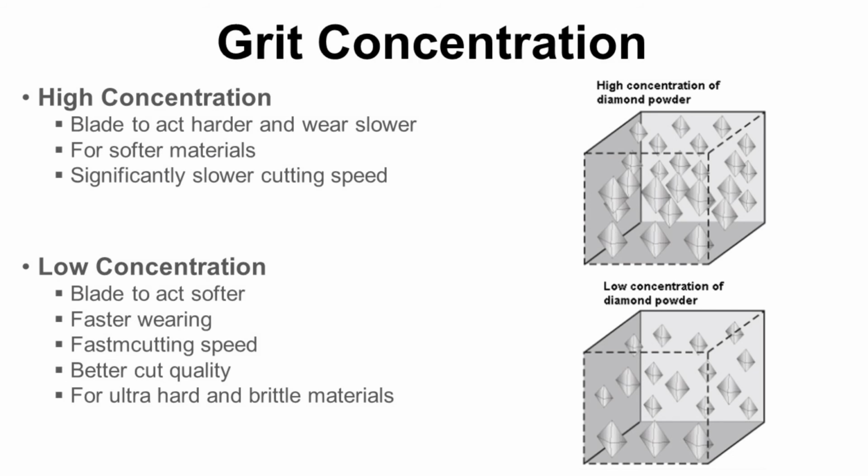Low diamond concentration makes the blade softer and wear faster, and creates better cut quality and surface finish. It is recommended and widely used for cutting ultra-hard and brittle materials. However, it will wear off faster than its high concentration counterpart.